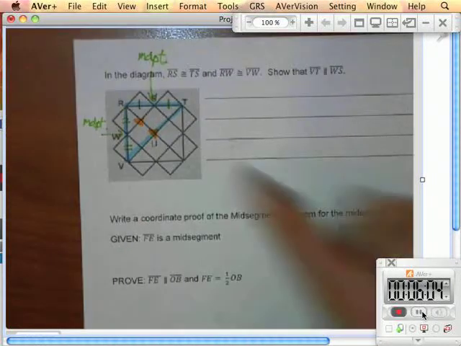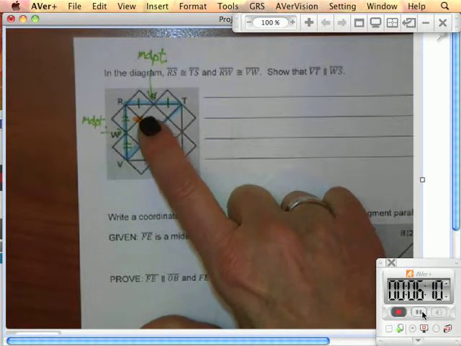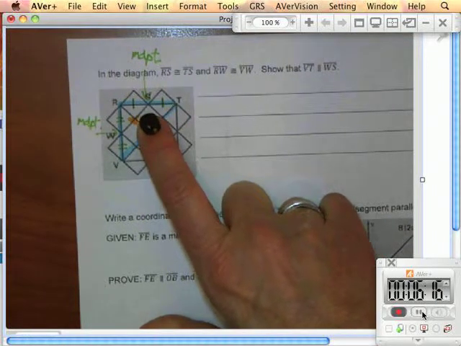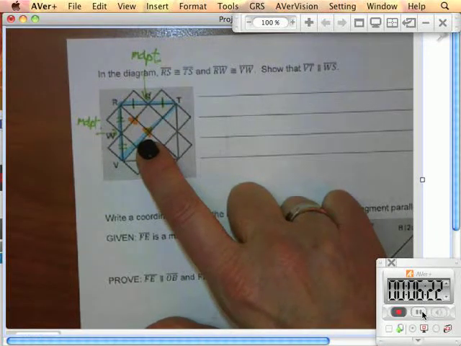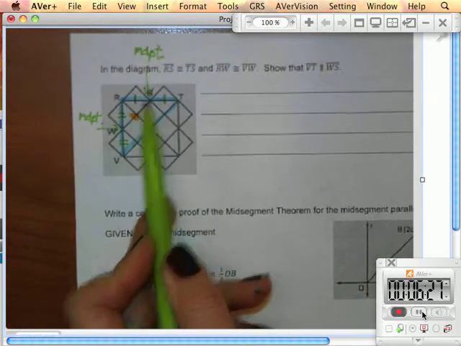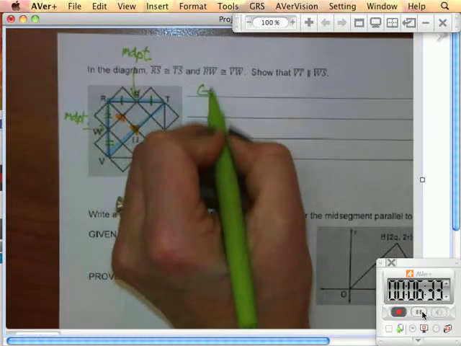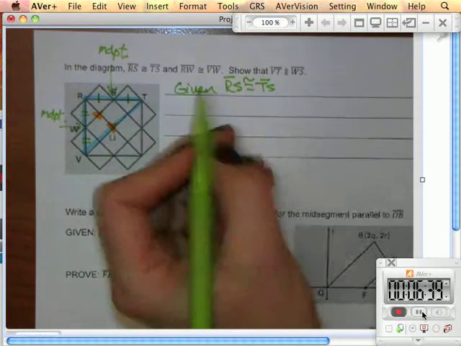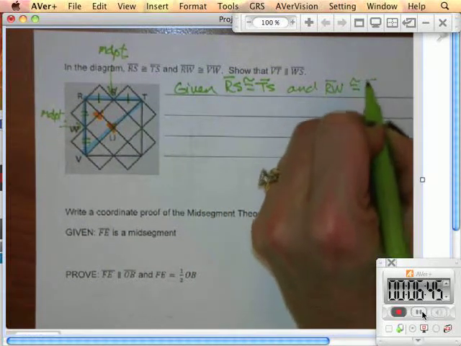What can I say about this right here, WS? It's the what's it called? It's the mid-segment by definition of midpoint, right, in a triangle. And if that's the mid-segment, then can I say that these are parallel based on the what? Theorem. Got it? So I need to go through and I need to state the fact that these are congruent. Therefore, S and W are the midpoints of those two sides of that triangle. Okay, so let's just do that. Given RS is congruent to TS and RW is congruent to VW.